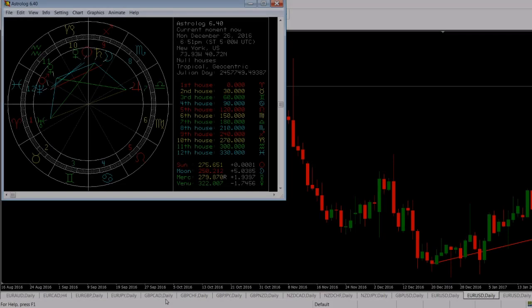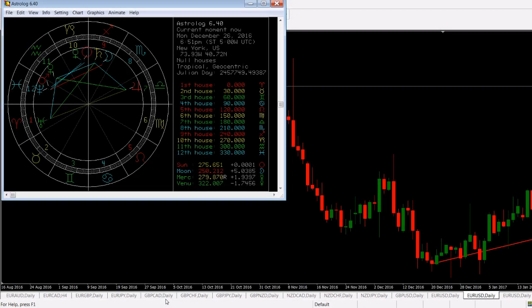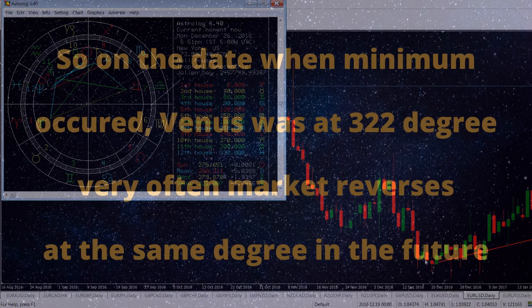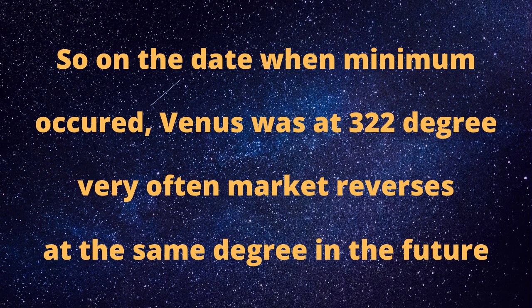So I set the Astrolog program on the date 26th of December 2016, and now, as you see, Venus at that date was at the position 322 degrees. So this corresponds to the position of Venus on that date where the market made the minimum of the whole long trend down. So we got 322, as you can see.